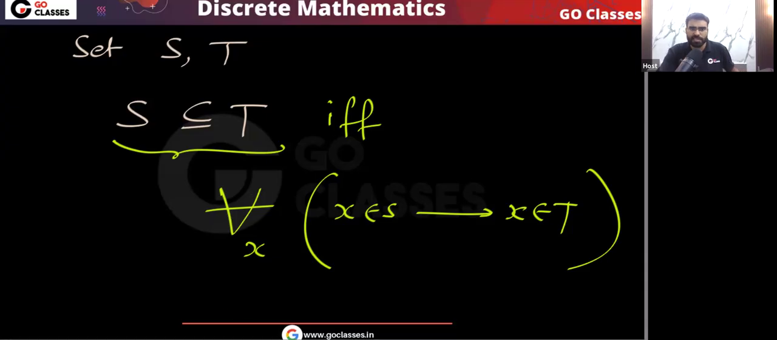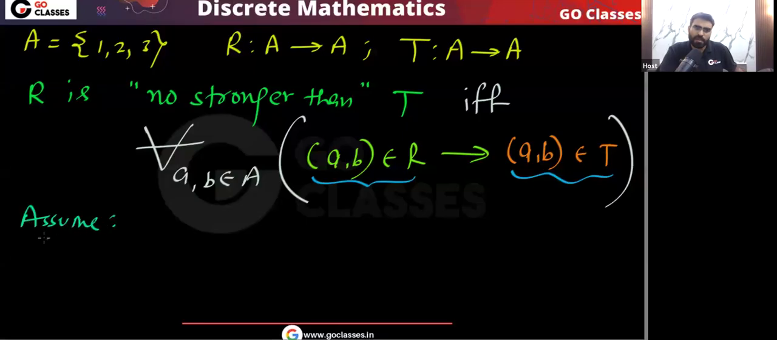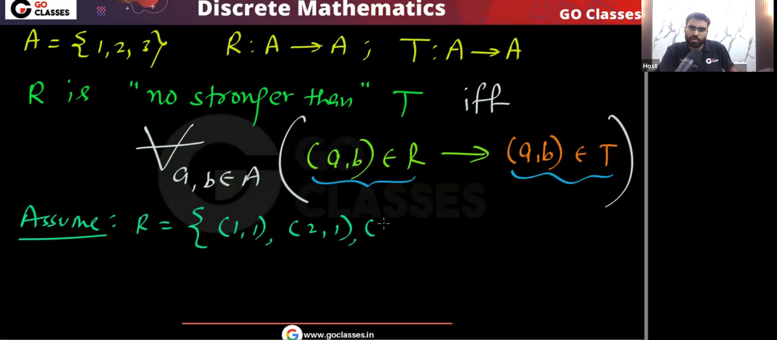The same thing is written here. The same thing we are writing here, that if any ordered pair belongs to R, then that also belongs to T. For example, let's assume that R is this. In R, let's assume 1 is related to 1, 2 is related to 1, and 2 is related to 3. So this is your R.